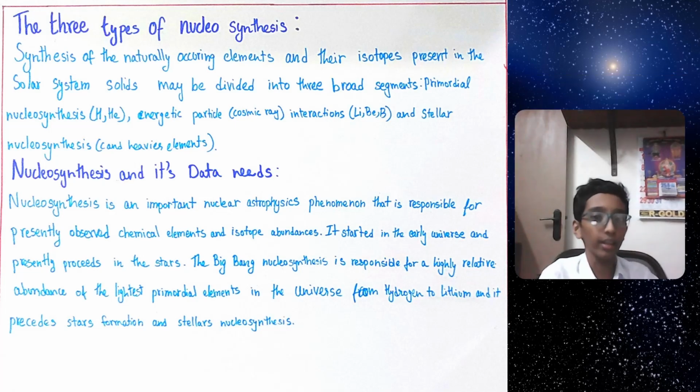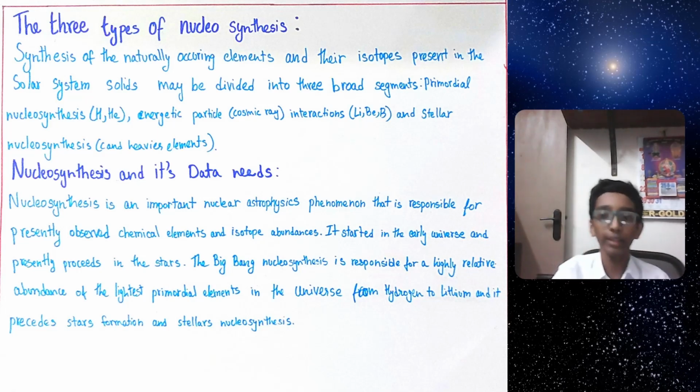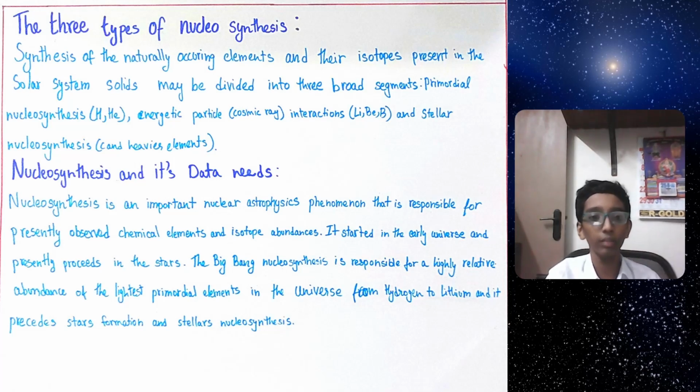Nucleosynthesis and its data needs. Nucleosynthesis is an important nucleoastrophysics phenomenon that is responsible for presently observed chemical elements and isotopic abundances. It started in the early universe and presently proceeds in the stars. The Big Bang nucleosynthesis is responsible for the relative abundance of the lightest primordial elements in the universe.